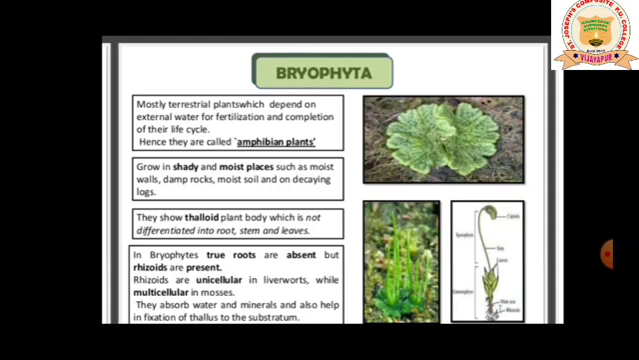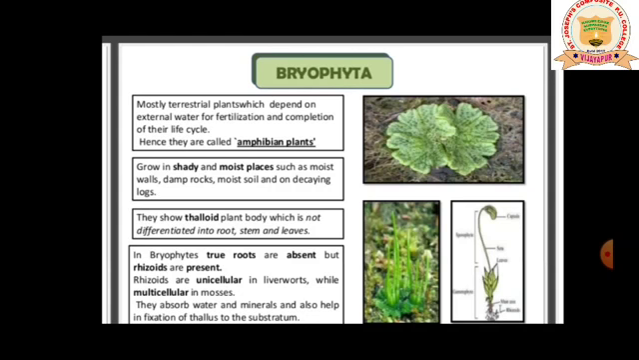One mark question for the theory point. Bryophyta are termed as amphibians of the plant kingdom. Justify the sentence, or why? Why are Bryophyta termed as amphibians of the plant kingdom? Because they need external water for fertilization. They grow on terrestrial medium, but they depend on external water for fertilization and to complete their life cycle. So they are termed as amphibians of the plant kingdom.